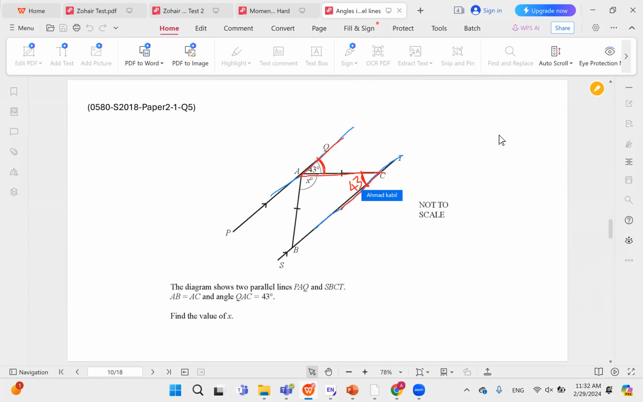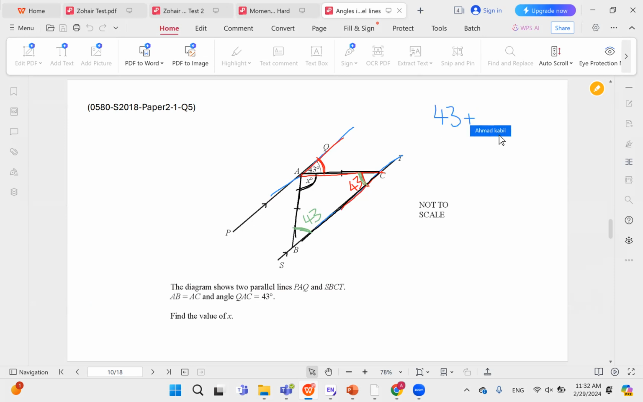And then because the triangle is isosceles, we know that the vertex here is x, and the other two angles would be the base angles. So this green angle and this green angle here are the base angles, and they are equal to each other. So we can write 43 on the other angle.